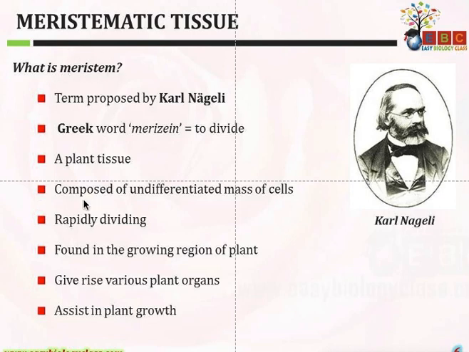So this actively dividing tissue can produce an undifferentiated mass of cells which are always dividing. And where are they found? Always in the growing regions of the plant, and they will give rise to different plant organs and help in the growth of the plant. So meristematic tissues are growth tissues that help the plant to grow.